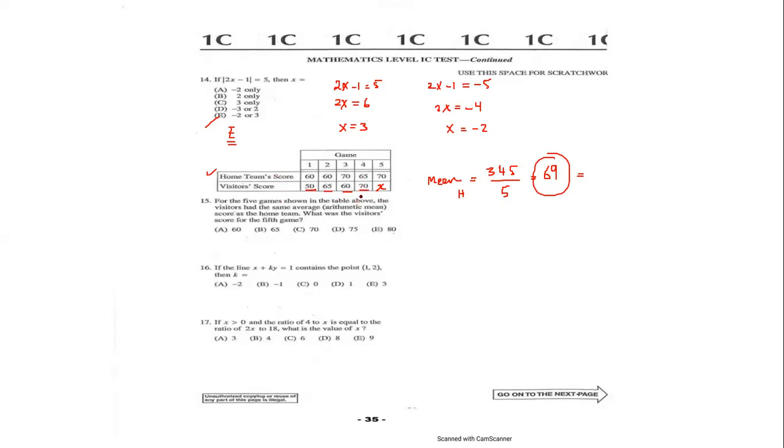65 and 70 and 70. 65 plus 60 plus 70 plus 50 plus x, that means 250 plus x, the fifth one, over what? Over 5. Equals 69. So 250 plus x equals 69 times 5, so x, which represents the fifth game, equals 345 minus 250.